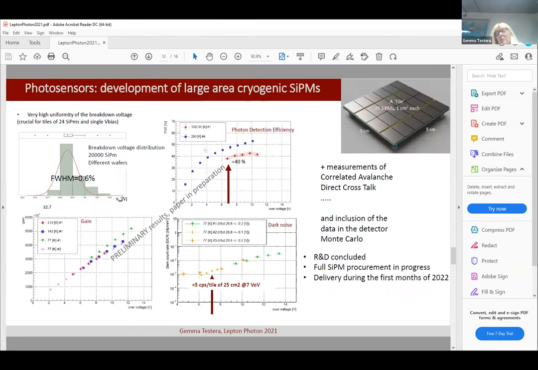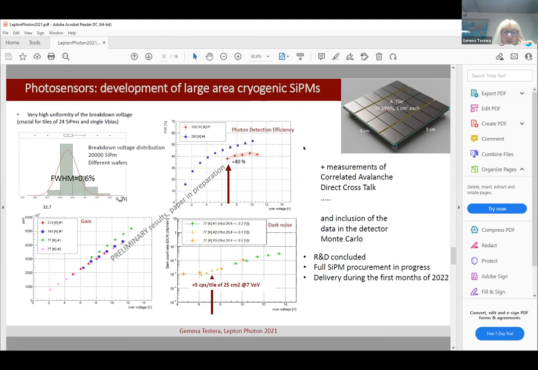We did a lot of work and R&D about the development of a cryogenic SiPM. This R&D is concluded. The production, the full procurement of the SiPM is now in progress. Here there is a collection of results. There is a paper that is in preparation. We have measured many properties.